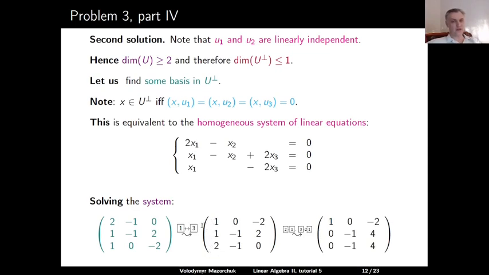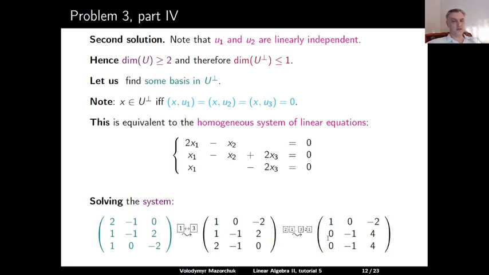So we subtract row 1 from row 2, and we subtract twice row 1 from row 3. Row 1 remains the same. Row 2 becomes 1 minus 1 is 0, minus 1 minus 0 is minus 1, and 2 minus minus 2 is 4. And row 3 becomes 2 minus 2 is 0, minus 1 minus 0 is minus 1, and 0 minus 2 times minus 2 is 4.